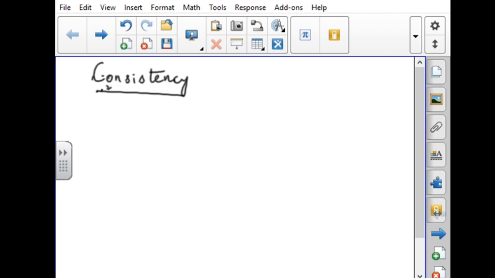What is meant by consistency? Consistency means the linear system of equations will have a solution, at least one solution: a unique solution or infinitely many solutions. If it is inconsistent, then there will be no solution. So we are going to check whether the given system of linear equations is consistent or not, and if it is consistent, we are going to find the solution by the rank method. For testing the consistency, we are going to apply the Rouché-Capelli theorem.